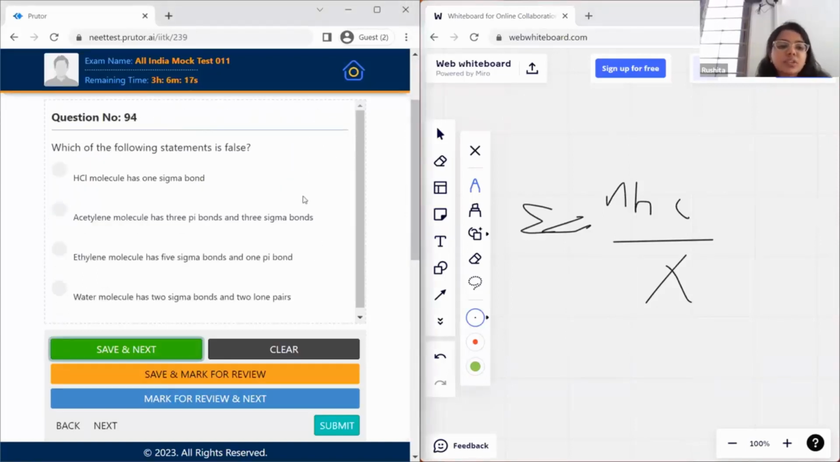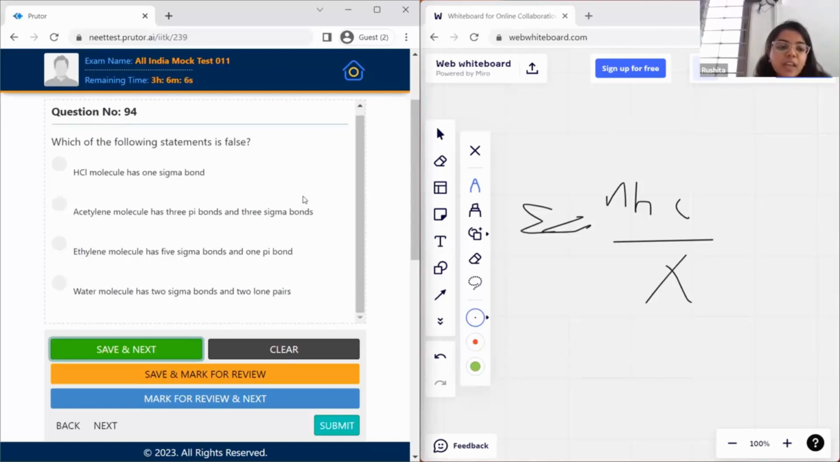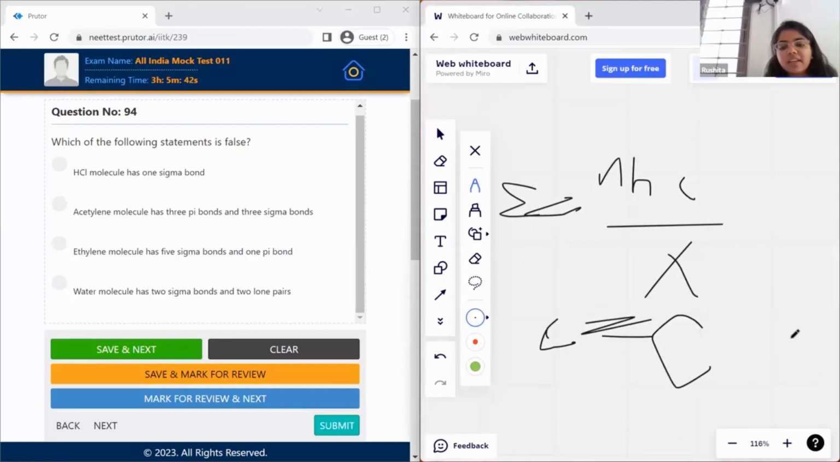Question 94 is, which is false? HCl has one sigma bond. Yes, a sigma bond is a single bond, so HCl has one sigma bond in its structure. That's true. The acetylene molecule has 3 pi bonds and 3 sigma bonds. That's false, 2 pi bonds are present here. Ethylene has 5 sigma and 1 pi, that's true, and water has 2 sigma and 2 lone pairs. If you make the structure of acetylene, that is H-C≡C-H, you will understand there are only 2 pi bonds, not 3. So that would be the false one.